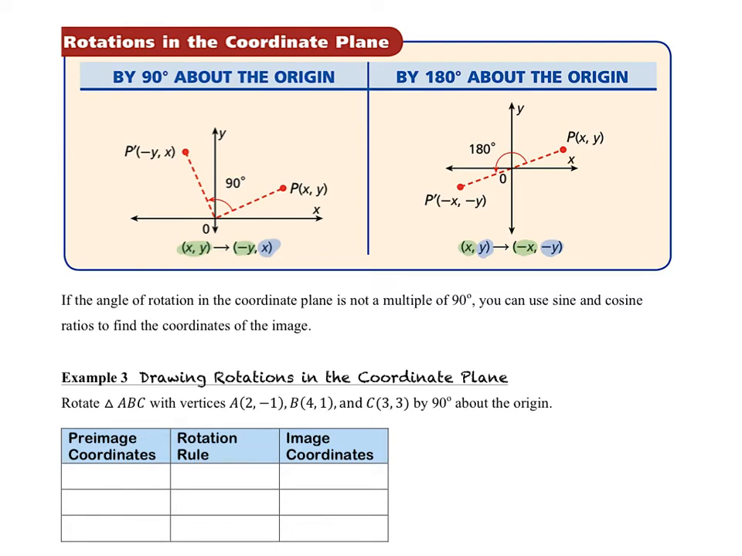Again, this is intuitive because we know it's going to end up in the opposite quadrant from wherever it started out if we rotate by 180 degrees about the origin. If the angle of rotation in the coordinate plane is not a multiple of 90 degrees, we can use sine and cosine ratios to find the coordinates of the image. Now, this is something that we haven't learned yet, so we're going to pick this up later on in the year. Let's take a look at example 3 now.